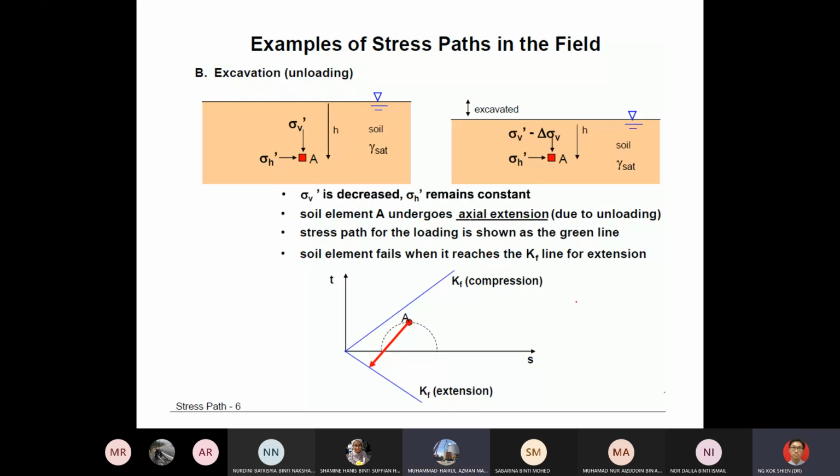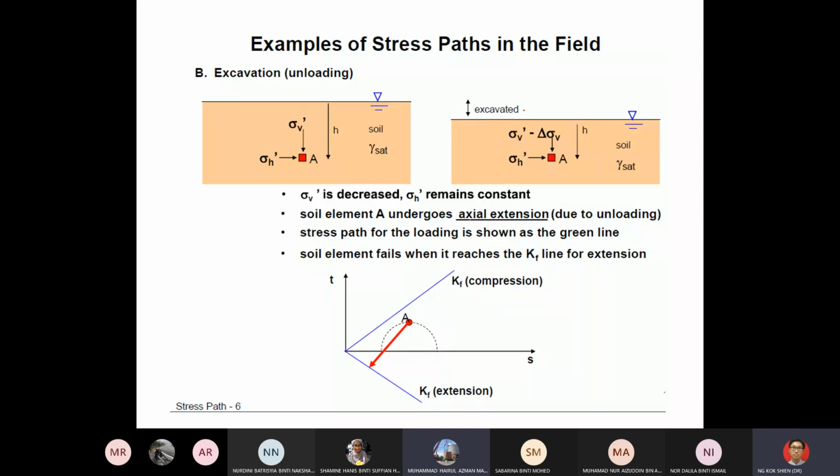Sir, can I ask something, sir? Yeah. For unloading, what is it normally used for at site? Basically, they want to excavate, for building road or embankment, is it? Excavation.